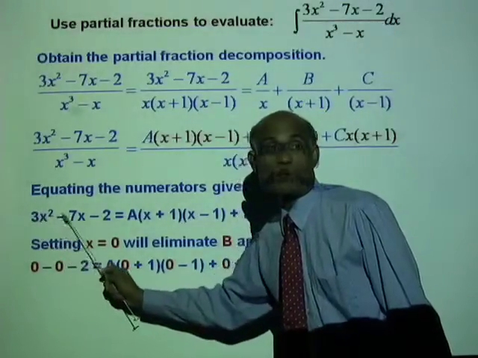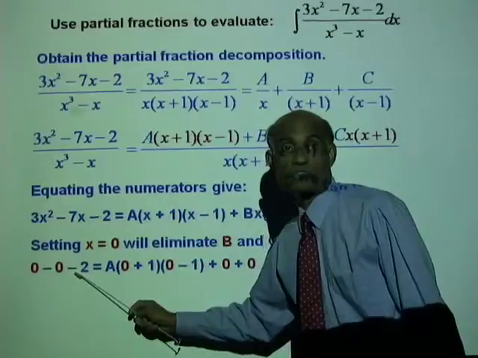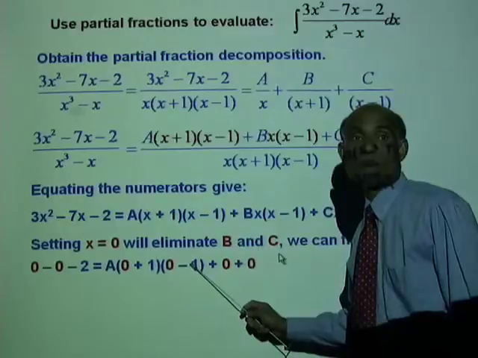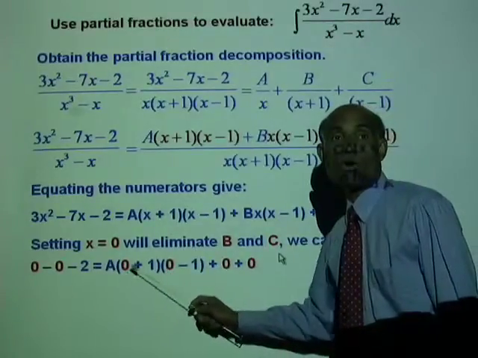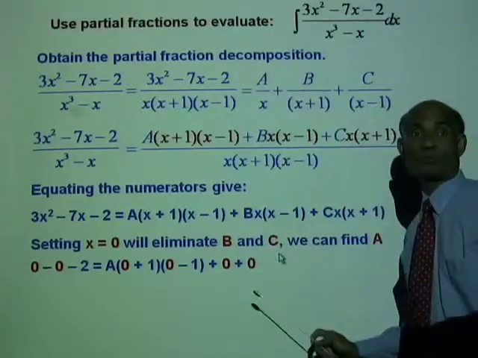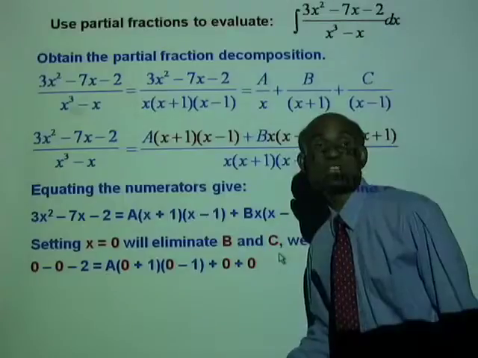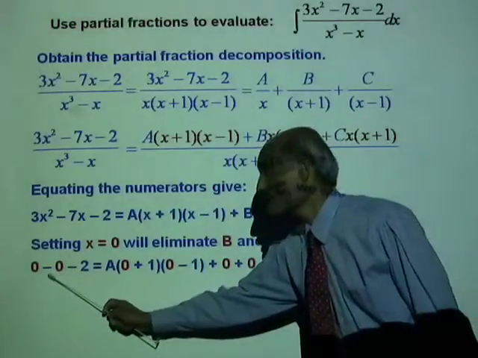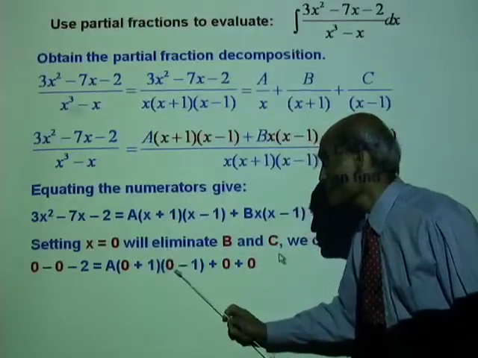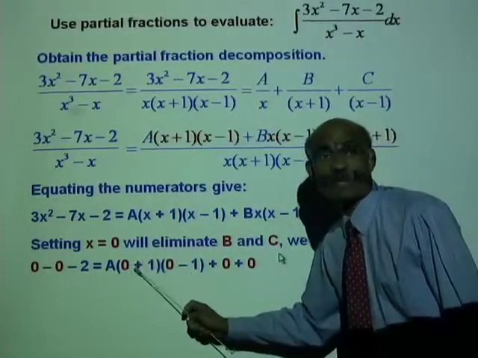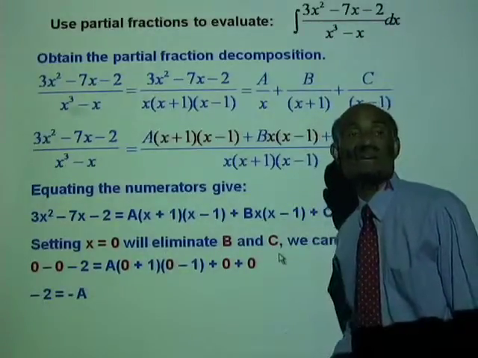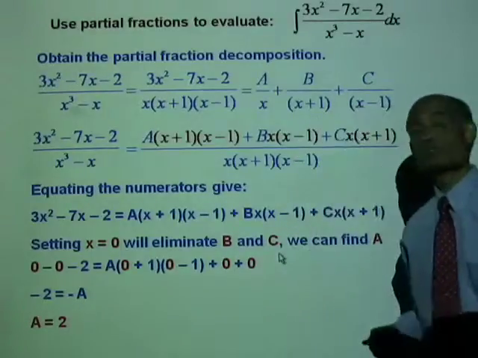So that will make 0 minus 2 equal to A times 0 plus 1 times 0 minus 1. Is that right? Replace all x's by 0. Plus this will become 0 and that will become 0. And what is then left over? The left hand side is negative 2. The right hand side is, look at this, this is plus 1, this is times negative 1, that will be negative 1 times A. Negative 2 equal to negative A, and that gives you A equal to 2.